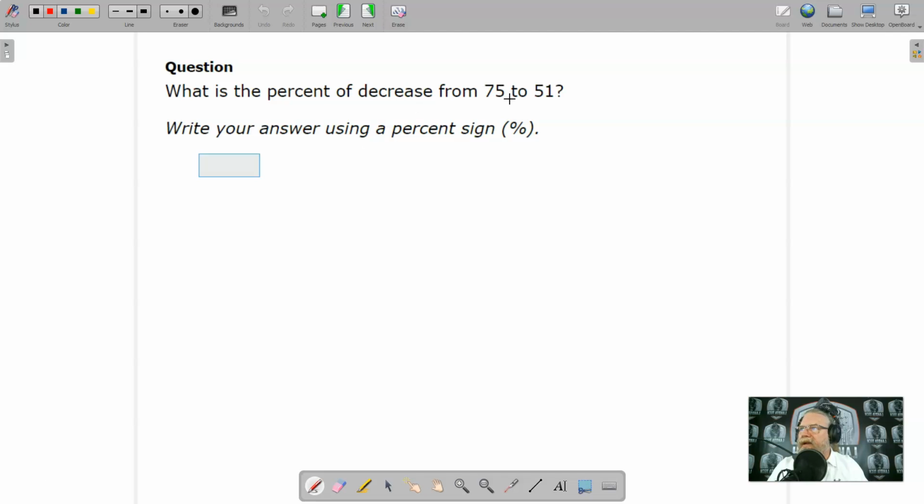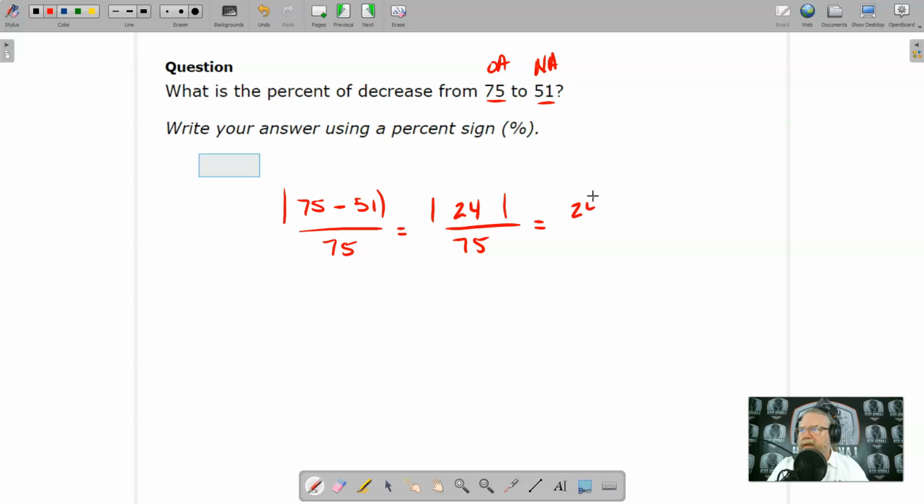What is the percent of decrease from 75 to 51? So this is the original amount, and this is the new amount. So let's go ahead and go absolute value of 75 minus 51. And our original amount is 75. So this is going to give me the absolute value of the difference of 75 and 51, which is 24. So absolute value of 24 over 75. Now the next step is take the absolute value of 24, which is 24 over 75.